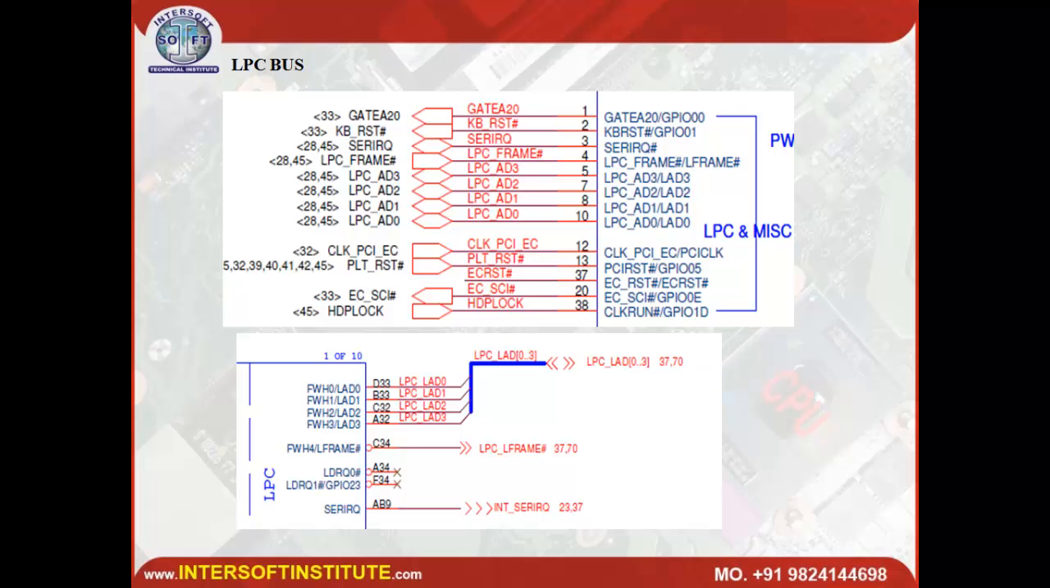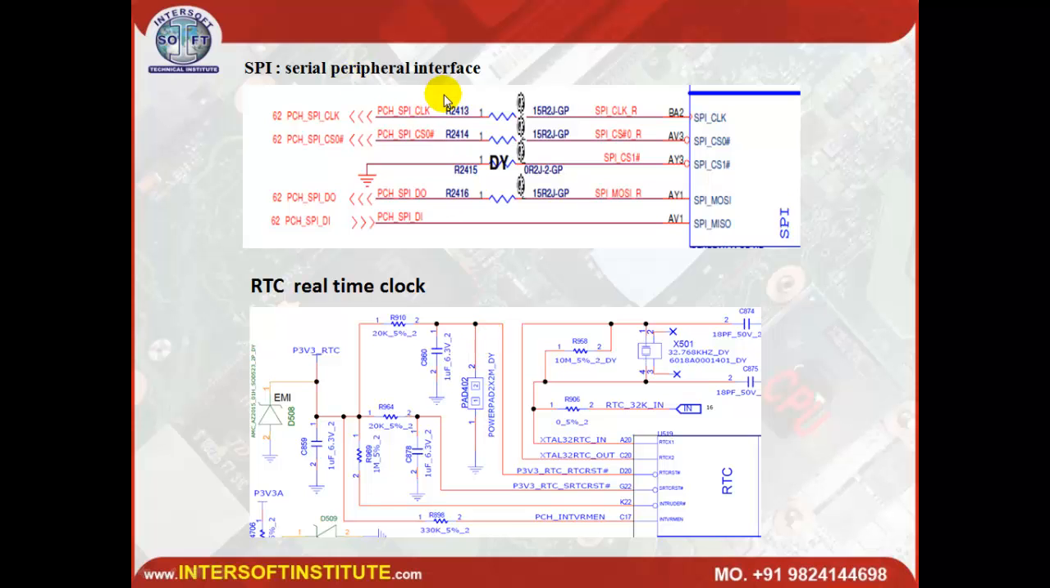If we go to the LPC terminal, LPC means low pin count bus. Then there will be LPC AD 0, 1, 2, 3, frame, reset, gate. These are the main signals. These LPC lines come and go to the IO IC and the South Bridge. SPI, serial peripheral interface, means the flash IC will be connected with clock, CS0, CS1, MOSI like this, for the SPI flash.